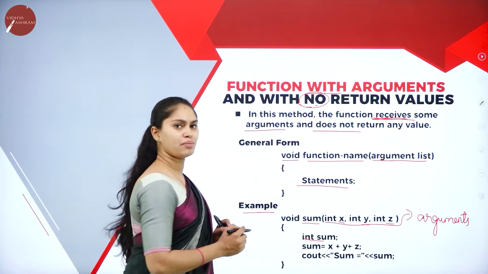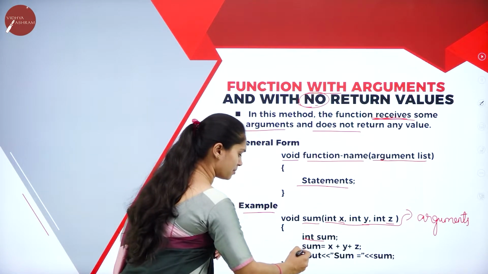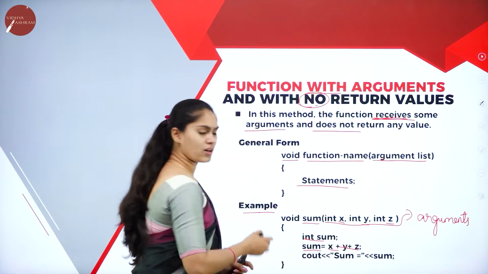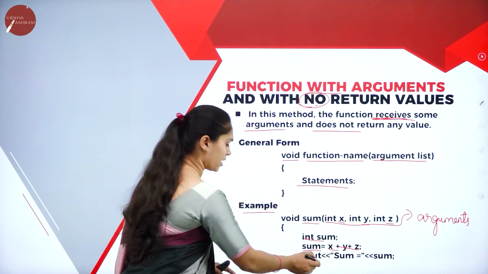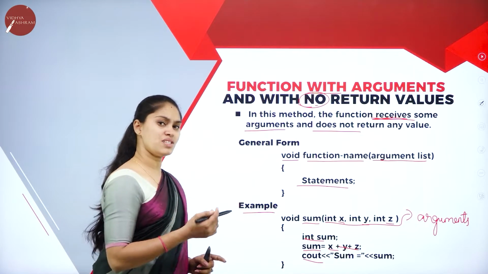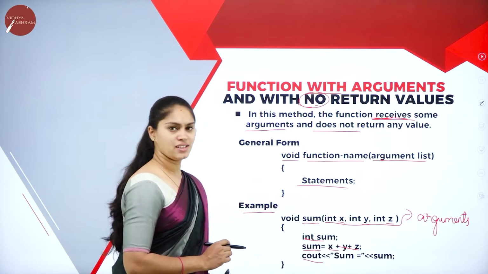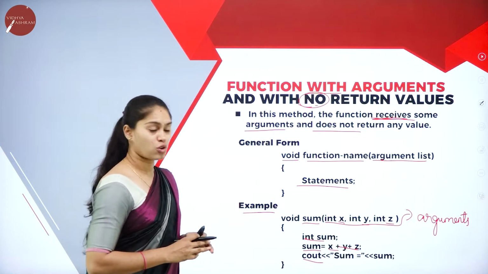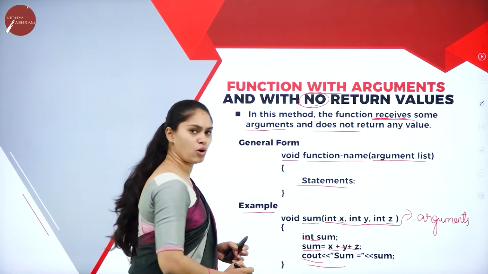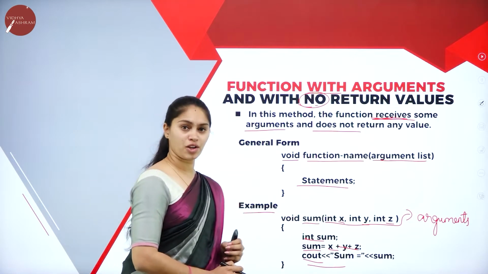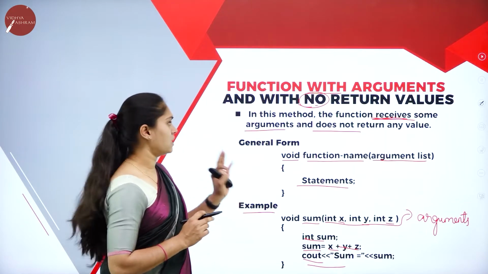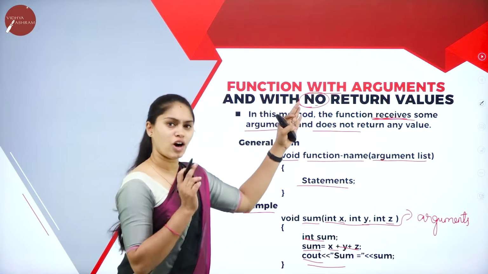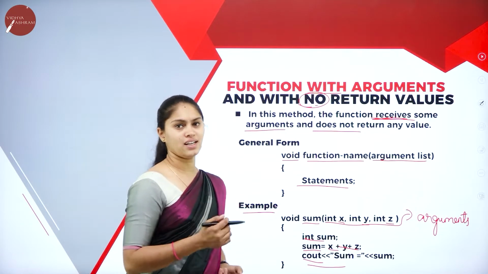I have a local variable called sum, and the executable statement is sum equal to x plus y plus z. I am adding all these three values. Then by making use of the cout statement, I am just printing the value of sum. Then we close the function scope. Does it return anything? No. But it has arguments or parameters. This type of user-defined function is termed a function with arguments and with no return values.